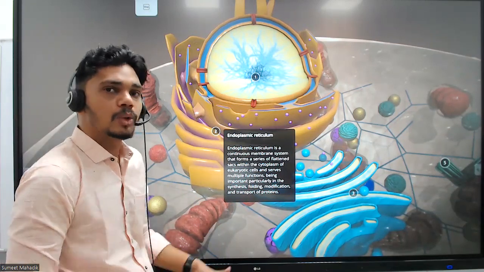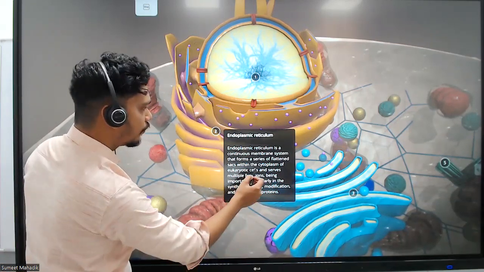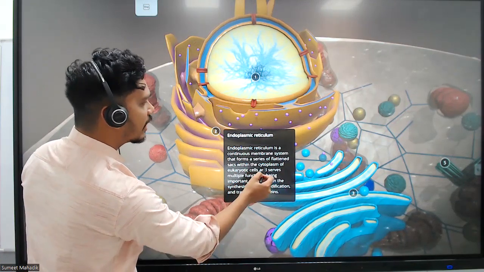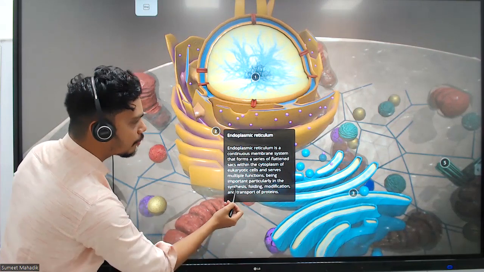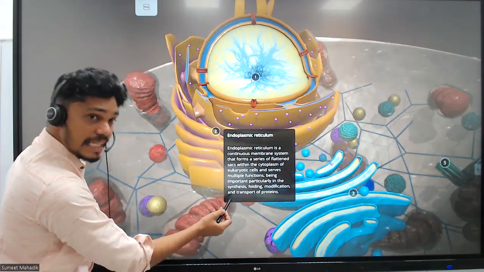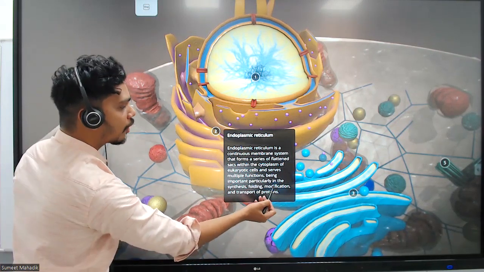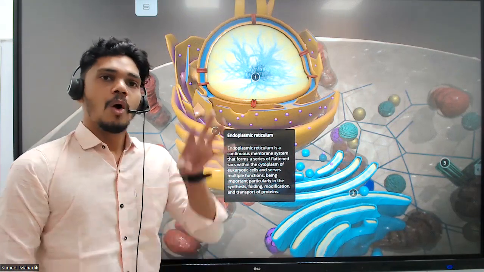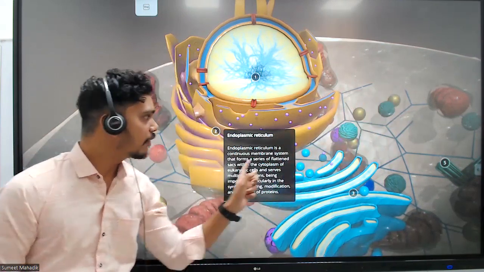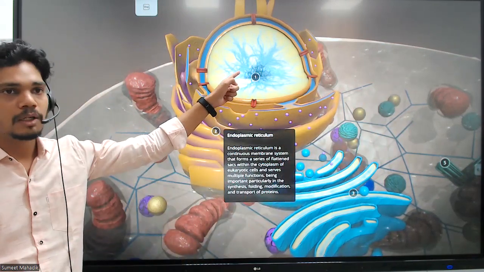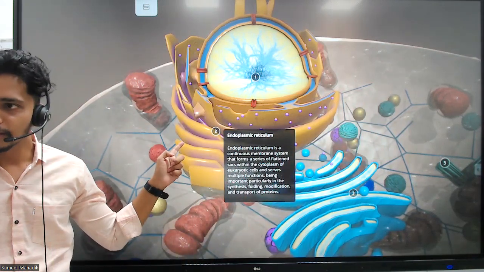Can you see that? Sacs means bag-like structure. Why do they require a bag? To store the food. So flattened sacs within the cytoplasm of a eukaryotic cell serve multiple functions, being important particularly in the synthesis of the protein, folding, modification, and transport of protein. Once the protein has been made by the ribosomes, they will be transferred towards. So can I say that this is a vehicle system inside the cell?